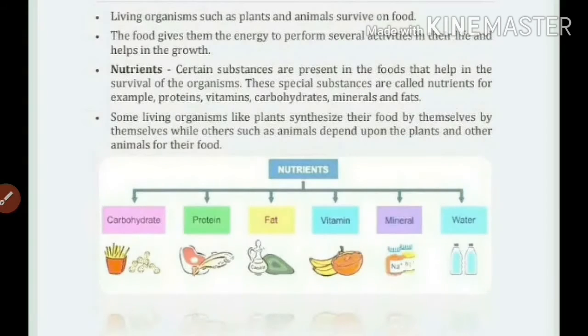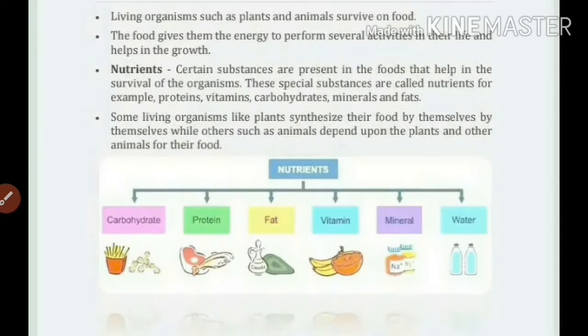So let's see the fourth point. Some living organisms like plants synthesize their food by themselves, while others such as animals depend upon the plants and other animals for their food. Yes, it's true. Plants make their own food by the process of photosynthesis. By which process does the plant make its food? That process is known as photosynthesis. But except the plants, all the living organisms depend upon other animals or upon the plants for food.